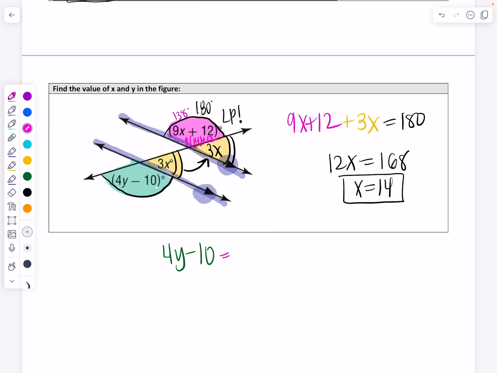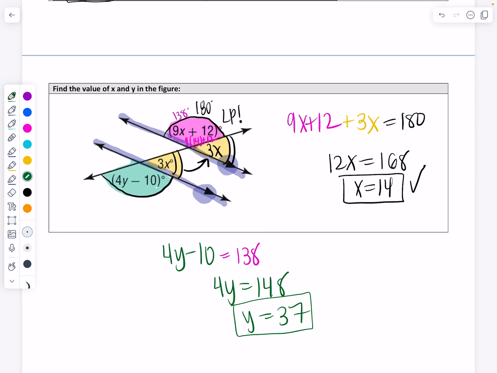Well, if that's 138 degrees, I can set 4y minus 10 equal to it. This is not the only way to do it. There are multiple ways to do this problem, but 4y equals 148, so you divide by 4 on both sides, and you end up getting y equals 37. So x equals 14, which then allows you to solve for y, where y is equal to 37.